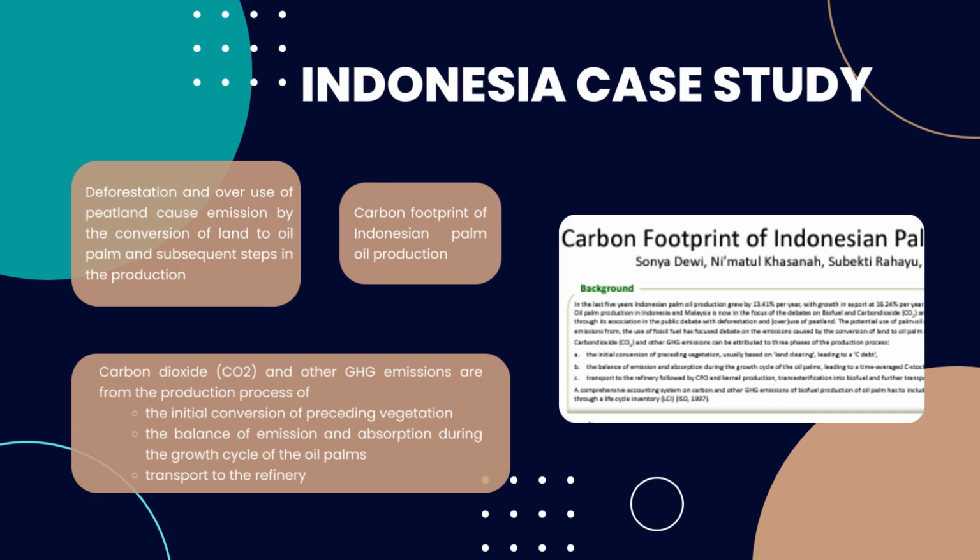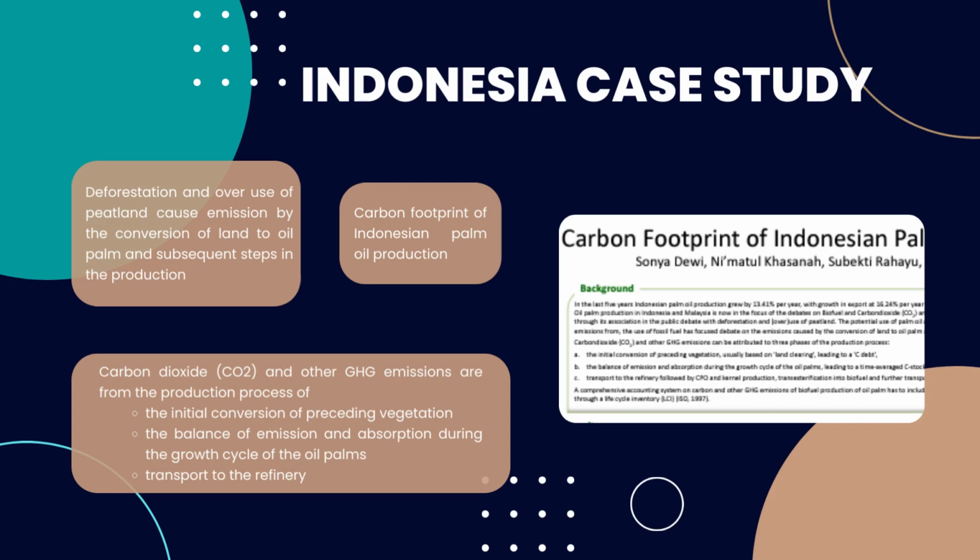The potential use of palm oil as biodiesel reduces dependency on fossil fuel emissions, but the deforestation and overuse of peatland cause emissions by the conversion of land to oil palm and subsequent steps in the production. Carbon dioxide and other greenhouse gas emissions are from the production process of the initial conversion of preceding vegetation, usually based on land clearing, leading to a C debt.